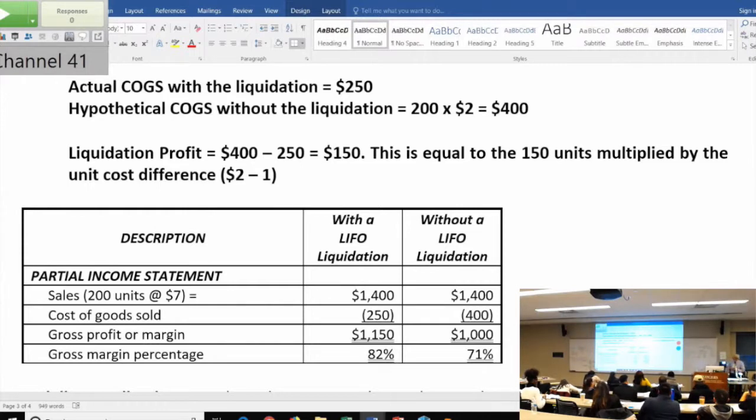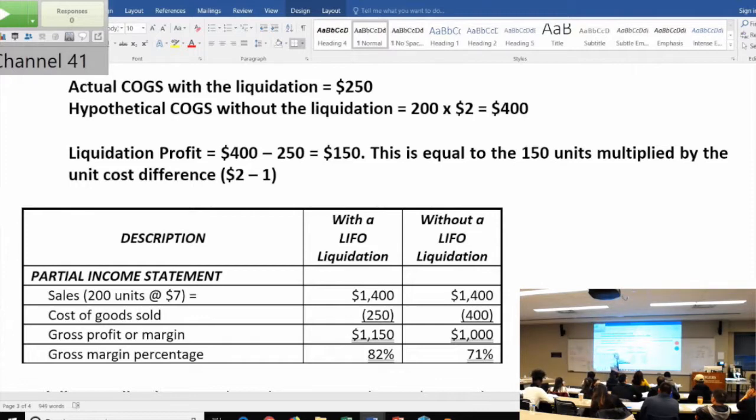So in order to calculate liquidation profit, we then say, well, if I sold 200 units, let's assume I bought 200 units at the last price that was there before the sale. And what was the last price that existed before the sale? $2. And that's the liquidation profit. The difference between that 400 cost of goods sold and the 250 with the liquidation. So the liquidation profit's 150. And what I wanted to show you here, remember I assumed that all the sales were sold at $7.